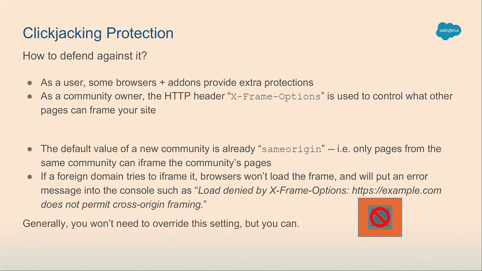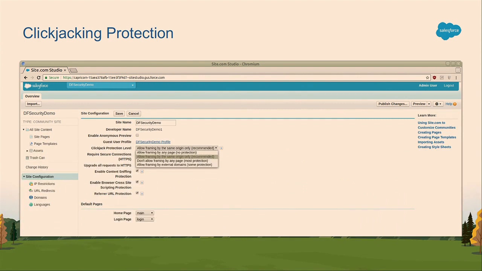So only a community page can put another page on that community within an iframe. Any other website will not work. We are a very flexible platform, though, so you can override the setting if you need to. Currently, that setting exists in the legacy Site.com UI. It will be migrated in the future.